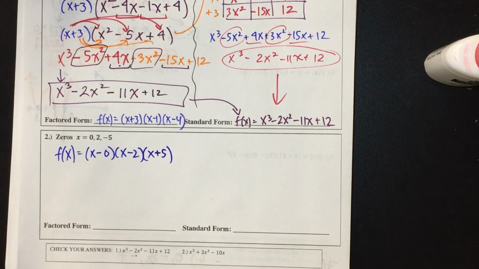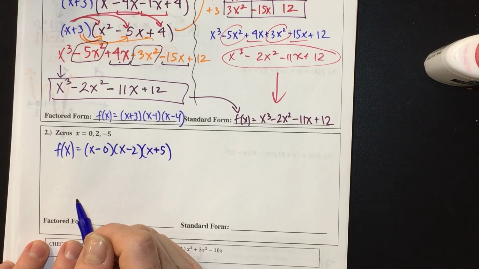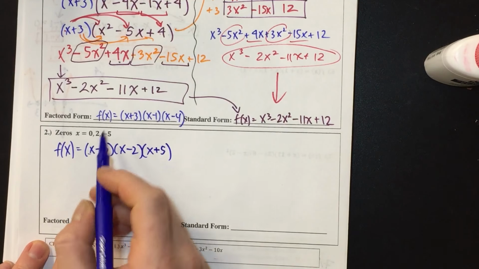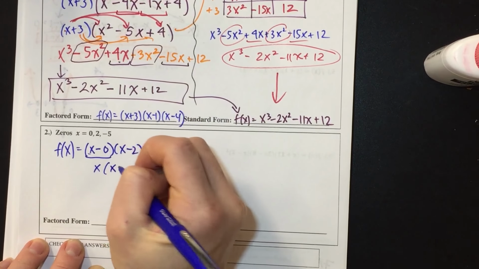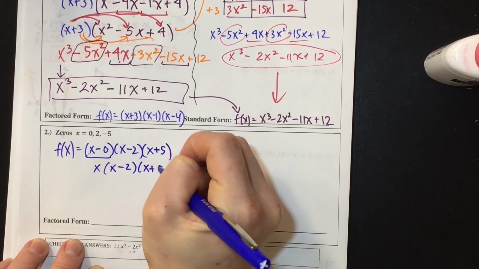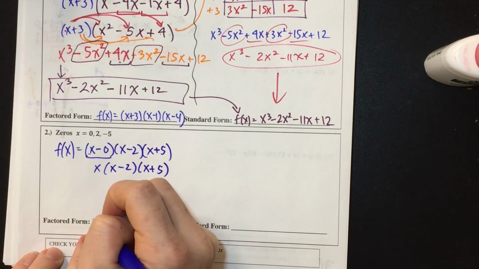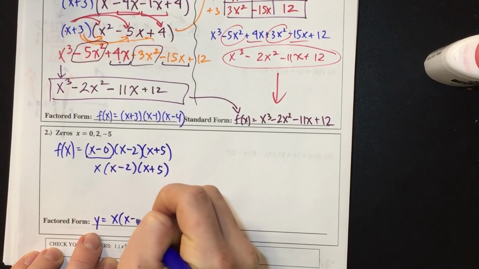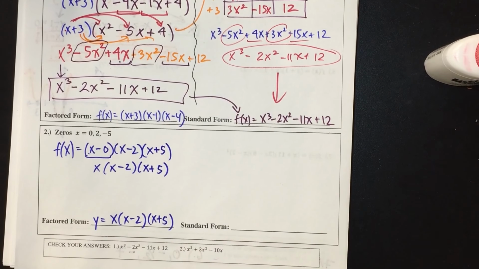And now, before I start multiplying, what is x take away 0? Here, x take away 0 is the same thing as x, right? So I'm just going to go like that. And then do this stuff. X minus 2, x plus 5. That's the factored form. So y equals x, x minus 2, x plus 5. Or you can write x minus 0. It's the same thing.